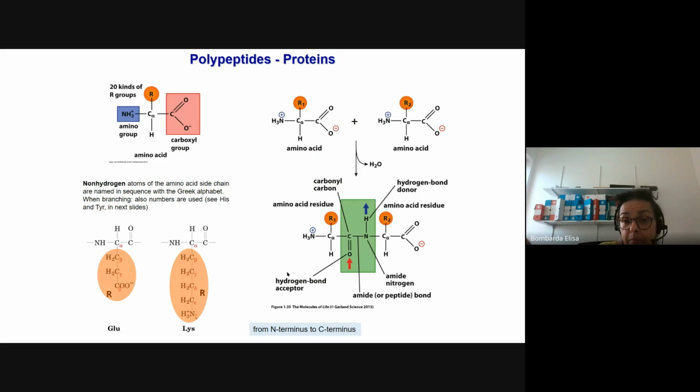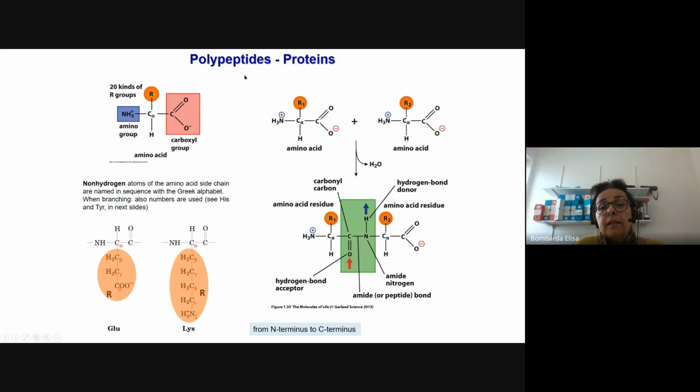Okay, so as I said, polymer, so polypeptide. Proteins are polypeptides. The building block of protein is the amino acid. And so this part here, the amino group and the carboxyl group, are common in all the amino acids. They just differ by the side chain, which is represented by R. Here is an example, this is glutamate, that is lysine, as you see. So the amino and carboxyl group are the same, and just the side chain changes.